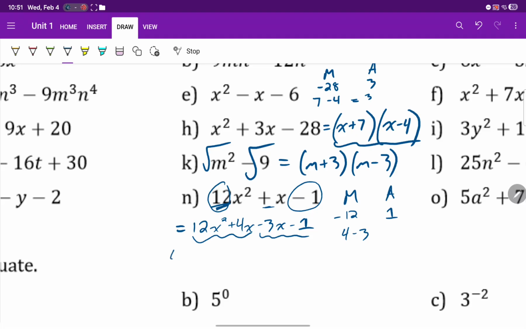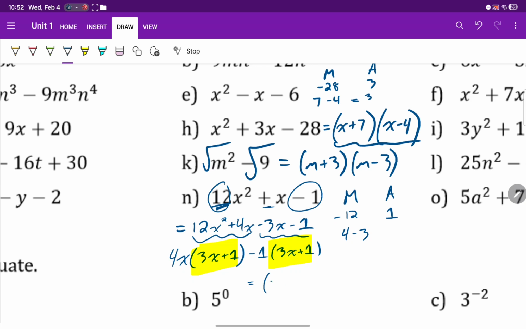So in the first two terms, I'm going to factor out a 4x. That leaves me with 3x plus 1. In the second two, I'm going to factor out just a -1. That leaves me 3x plus 1. Noticing here that these two brackets are the exact same.